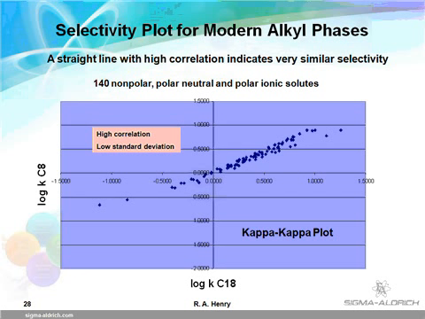Similarities and differences are easily shown by plotting log k values for a test mix with two columns under the same conditions. If there is a high degree of correlation, a straight line with low standard deviation, the two columns have very similar selectivity. If the test mix and the sample of interest contain similar compounds, there would be little reason to evaluate both columns. If only a very slight difference in selectivity is needed, evaluating both columns may still be successful.